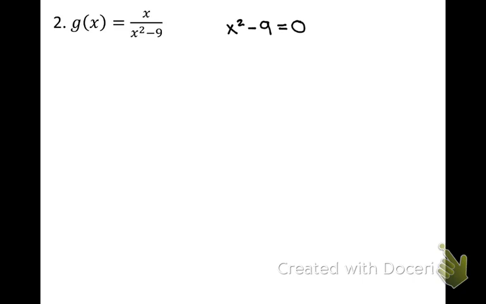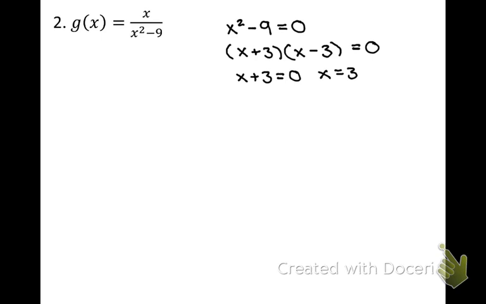We have some options here. I personally would look at this and I see that it's a difference of perfect squares, so I would factor it: x plus 3, x minus 3. You might also be tempted to use the square root property, which is fine. If you use the square root property, just make sure you remember that plus or minus, because this is going to give me two solutions. I'm going to get x equals -3, and I'm going to get x equals +3.